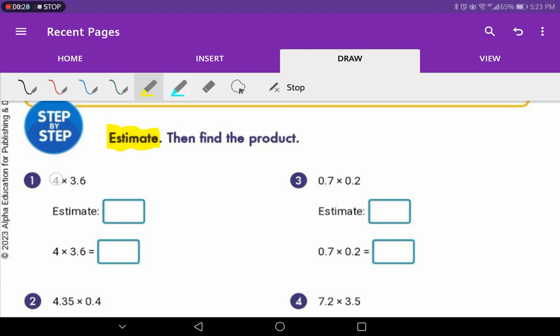If I want to estimate this, multiplying by 3 and 6/10, my dear students, I will make the second factor, instead of 3.6, it will be 3. It is 3 or 4, it is up to you, my dear student. If you make it 3, it works. And if you make it 4, it also works. But if you round it to the nearest whole number, it will be 4. So will I take 4? Okay, so 4 multiply 4.